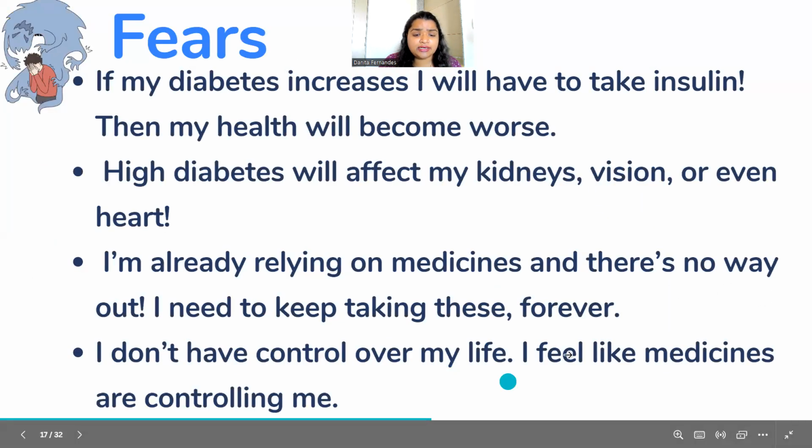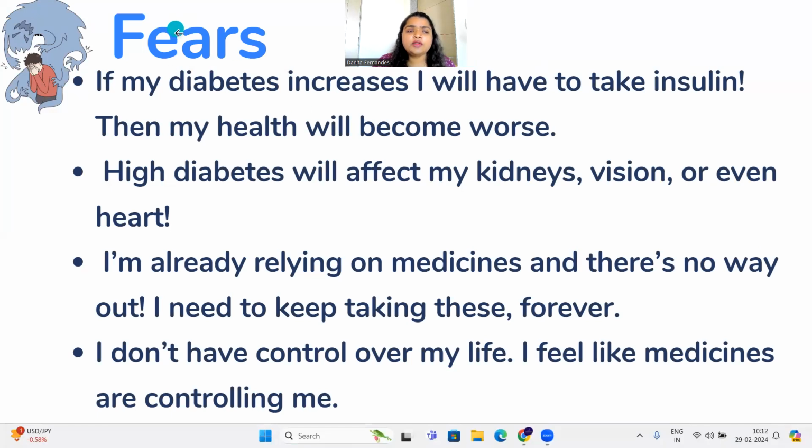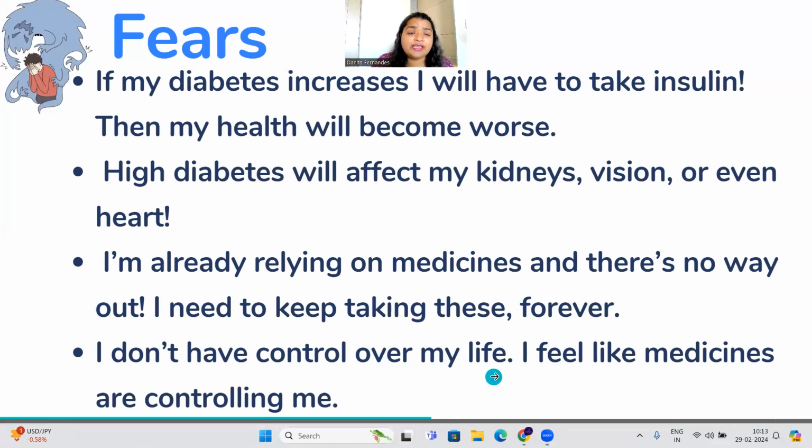So let's understand Gopal's fears. Gopal's fears are: if my diabetes increases, I will have to take insulin. Then my health will become worse. High diabetes will affect my kidneys, vision, or even heart. I'm already relying on medicines and there's no way out. I need to keep taking these forever. I don't have control over my life. I feel like medicines are controlling me.